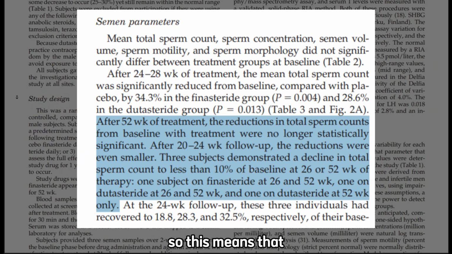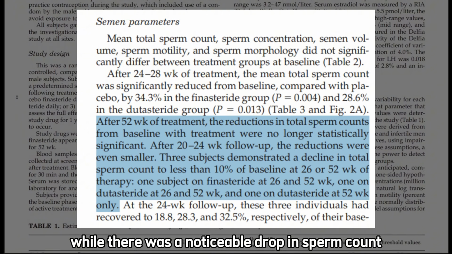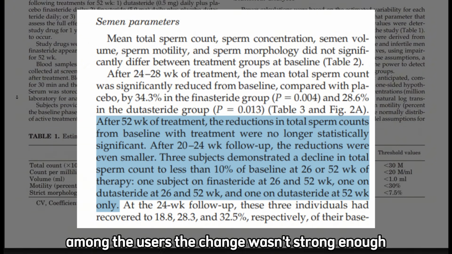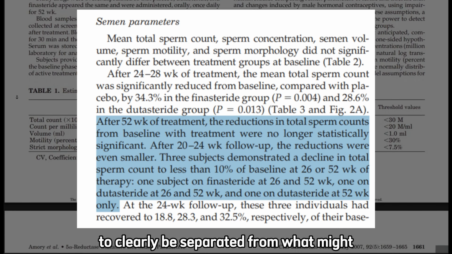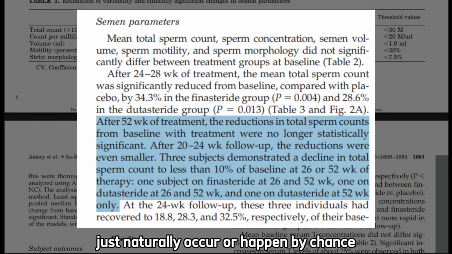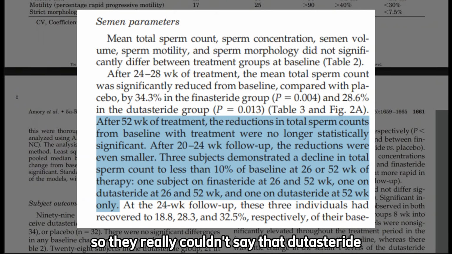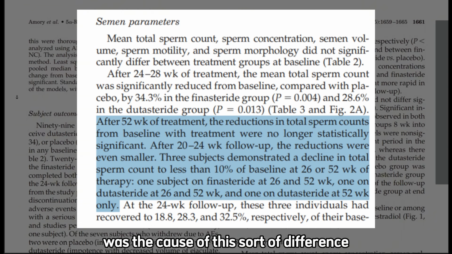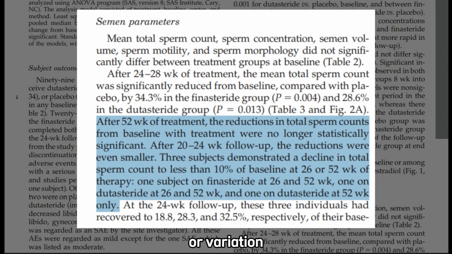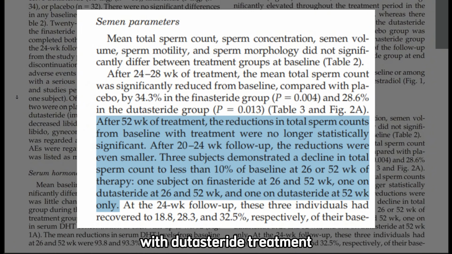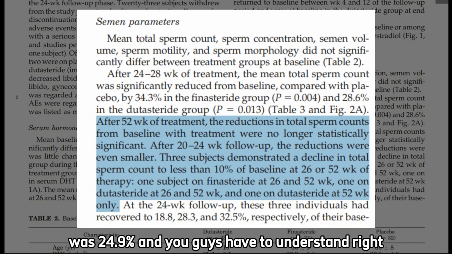So, this means that while there was a noticeable drop in sperm count among the users, the change wasn't strong enough to clearly be separated from what might just naturally occur or happen by chance. So, they really couldn't say that dutasteride was the cause of this sort of difference or variation. This reduction in total sperm count from baseline with dutasteride treatment was 24.9%.